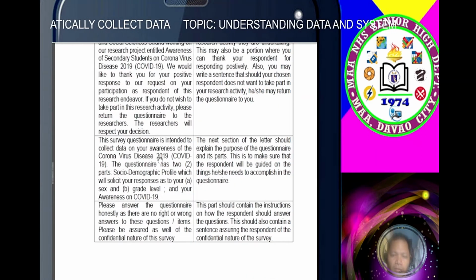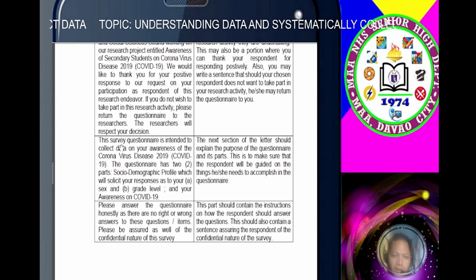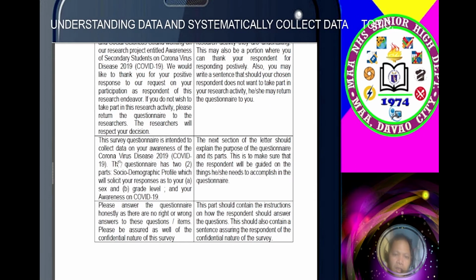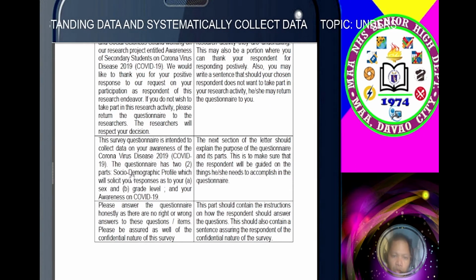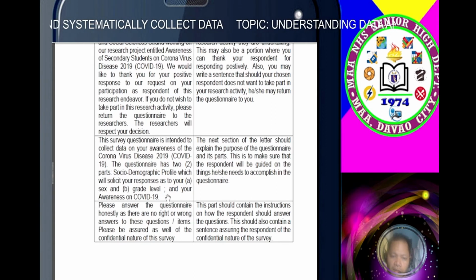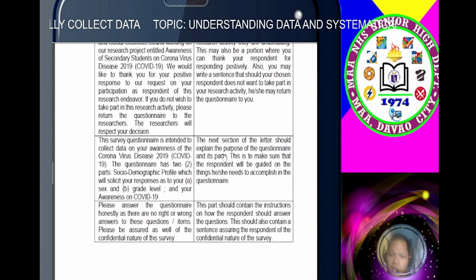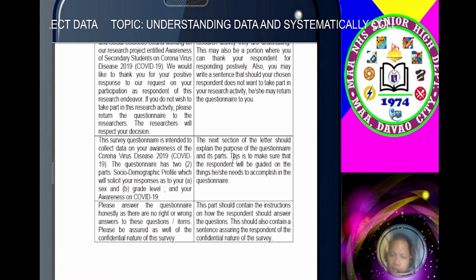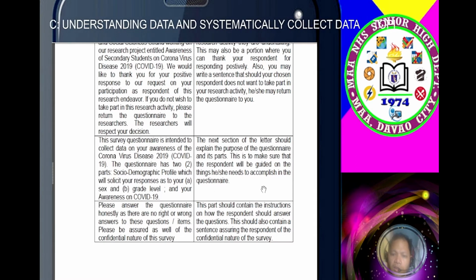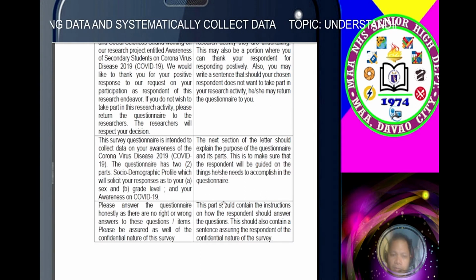Then we have here: this survey questionnaire is intended to collect data on your awareness on COVID-19. The questionnaire has two parts: the socio-demographic profile, which is your sex and gender, and the level of awareness. The section of the letter should explain the purpose of the questionnaire and its parts. This is to make sure that the respondents will be guided on the things they need to accomplish in the questionnaire. So take note of that.